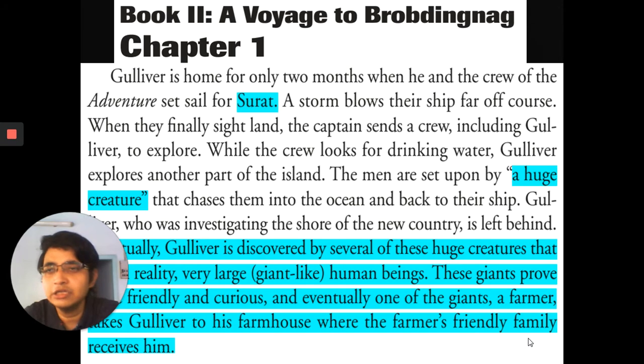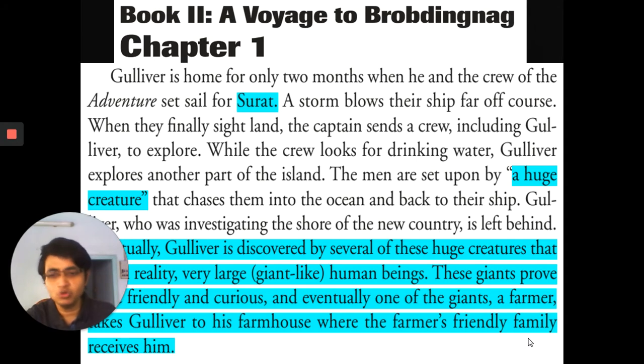A completely untraversed and unexplored terrain. So in the beginning of chapter 1, Gulliver is home for only 2 months when he and his crew set sail for Surat on the ship Adventure. Remember, the name of the ship in the second book is Adventure. If an exam asks what is the name of any place in India that occurs in Book 2 of Gulliver's Travels, it is Surat, located in Gujarat.